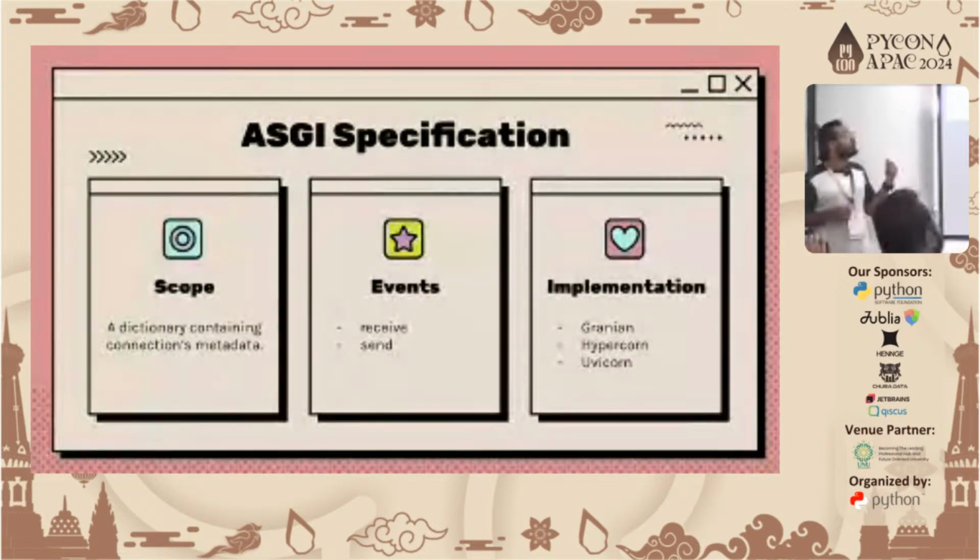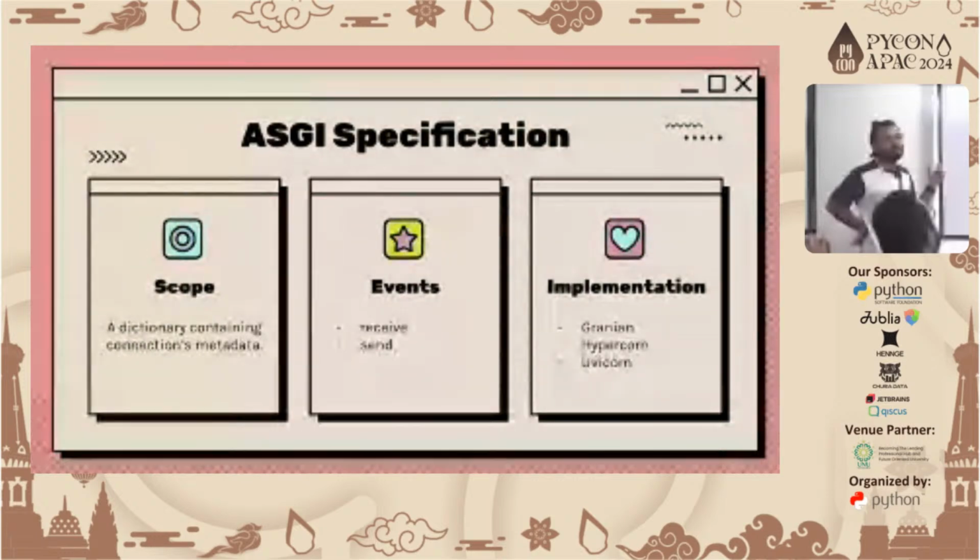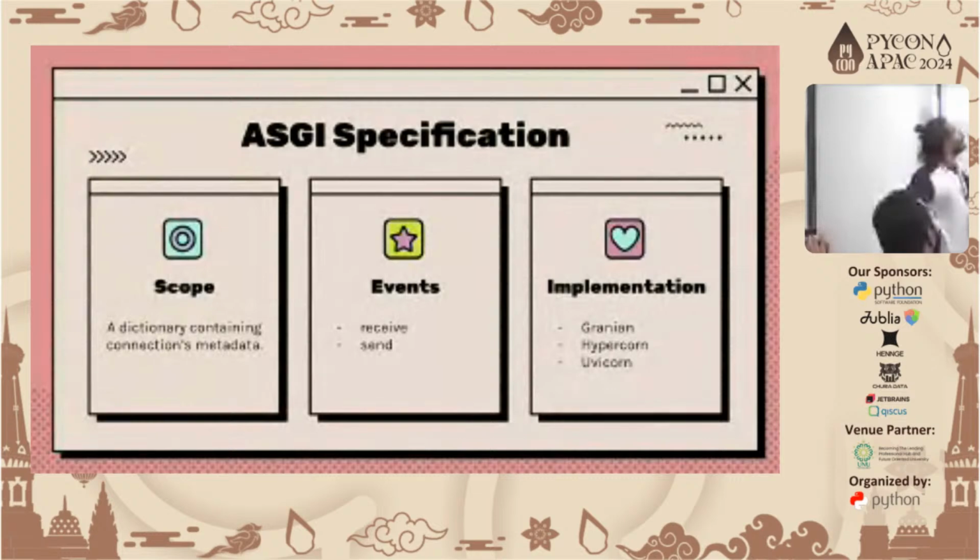The way ASGI handles everything is through events: receive events for receiving requests from clients, and send events to send the responses back to the client. Protocols are implemented by servers like Uvicorn, so those are the purposes they implement.